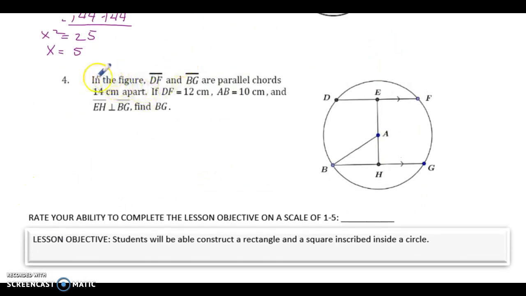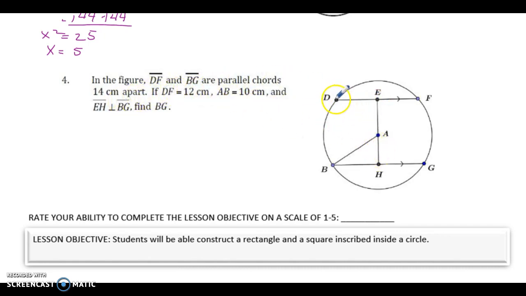In question number 4, it says, in the figure DF and BG are parallel chords. Remember, parallel chords slice off congruent arcs. So I know right away that arc FG would be congruent to arc DB, but we'll get back to that. I don't even know if that will help me. And they are 14 centimeters apart, so the length from E to H is 14, but I don't necessarily know that that's split in half, so I can't do much with that yet.